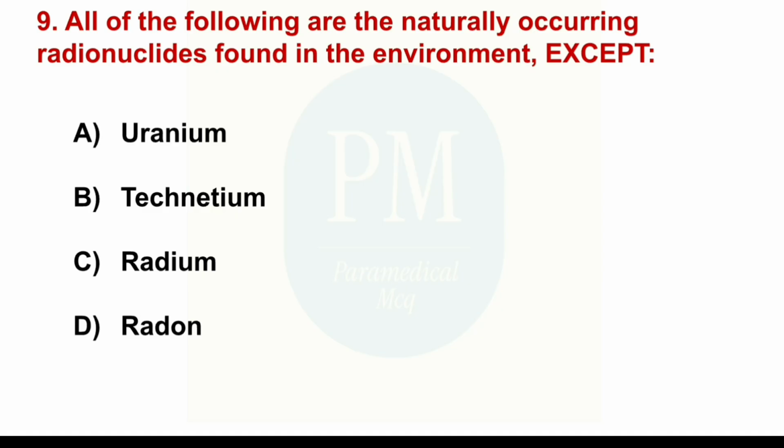All of the following are naturally occurring radionuclides found in the environment except: Option A. Uranium. Option B. Technetium. Option C. Radium. Option D. Radon. The correct option is option B. Technetium.